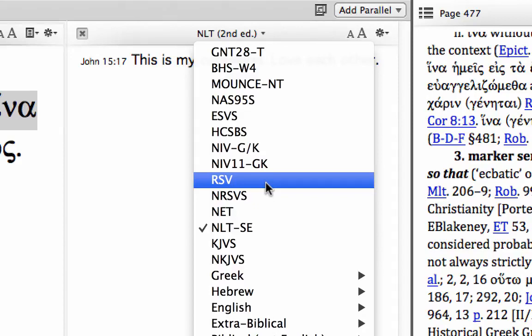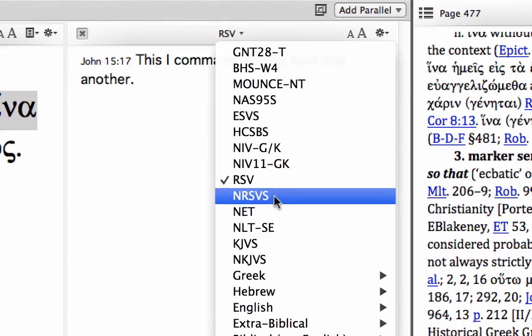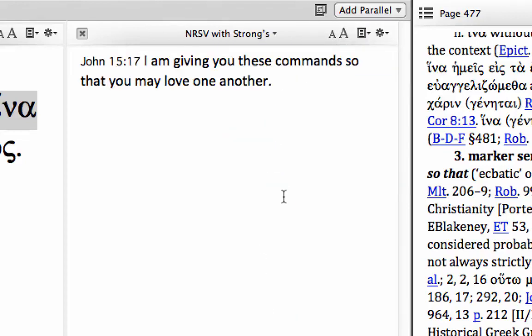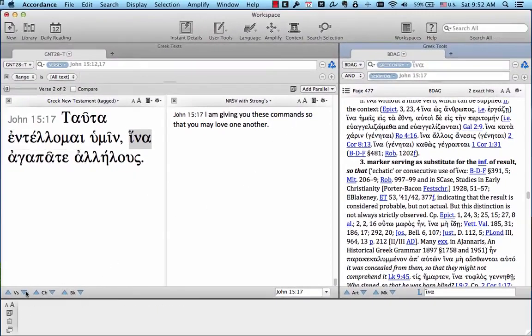I enjoy seeing how the same committee upgrades its translations. In the RSV, it's, "this I command you to love one another." That's doing the same thing as a colon, isn't it? But the NRSV changed their interpretation and went to purpose or result, "so that you may love one another." Which one is it? Well, that's your decision, of course.